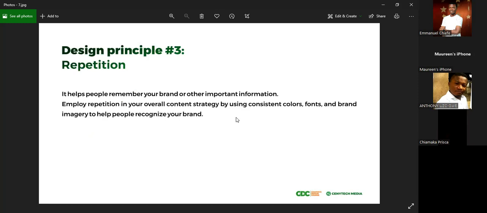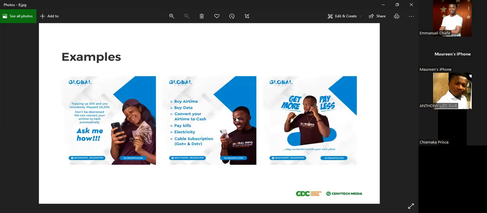And the next one is repetition. Repetition helps people remember your brand or any other information. Employ repetition in your overall content strategy by using consistent colors, fonts, and brand imagery to help people recognize your brand. And this is an example of repetition. Because now this is a brand. You see, there's a particular color. I'm not saying that you should repeat backgrounds, but the colors, the fonts, the style is always the same.